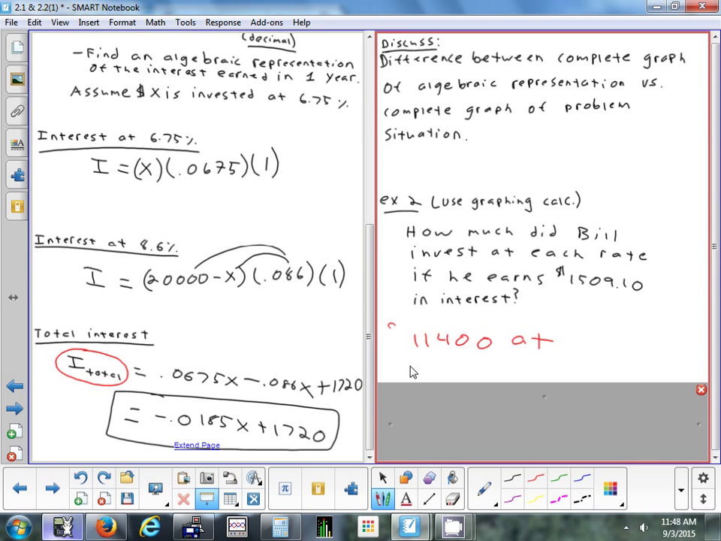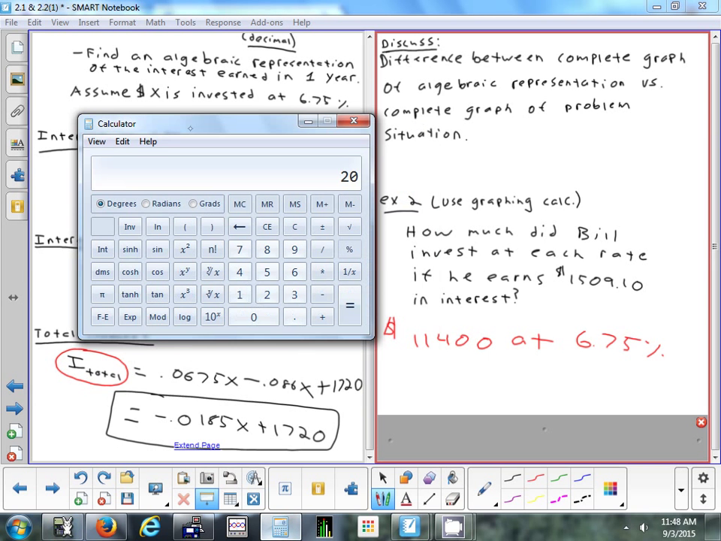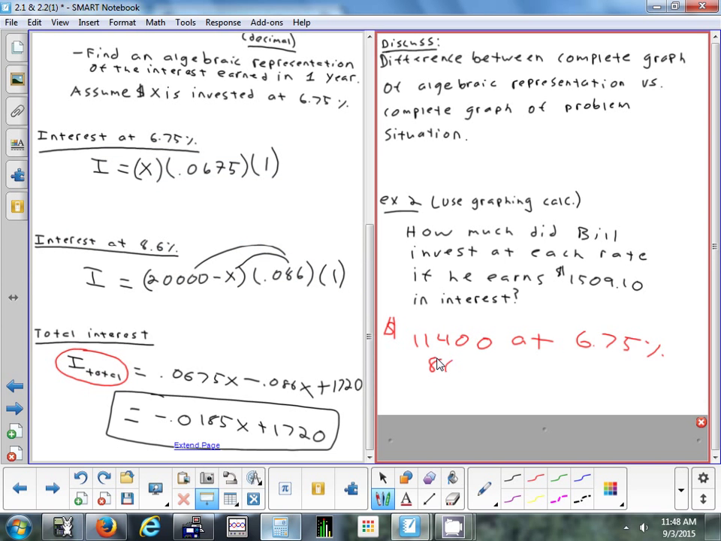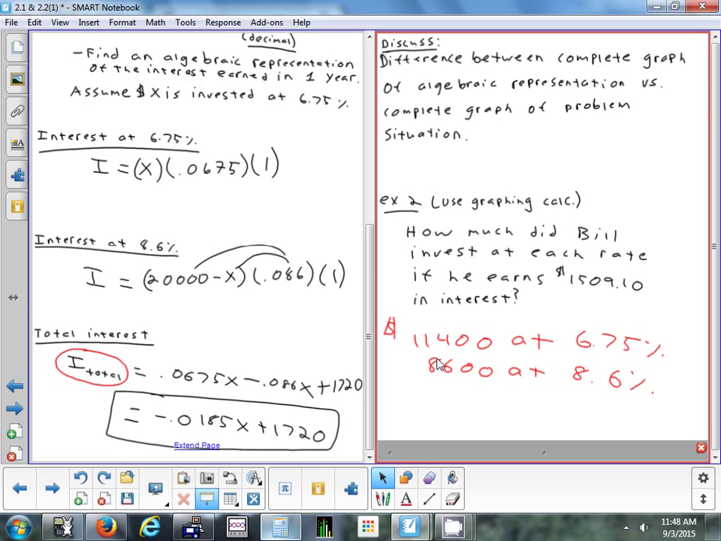So he invests $11,400 at the 6 3/4%. Okay, and the remainder, well, he had $20,000. He already invested that much, so he's got $8,600 to put in the other account. Any questions on how we did that?